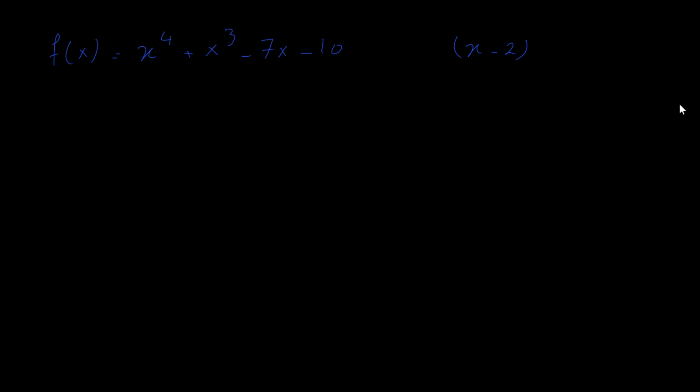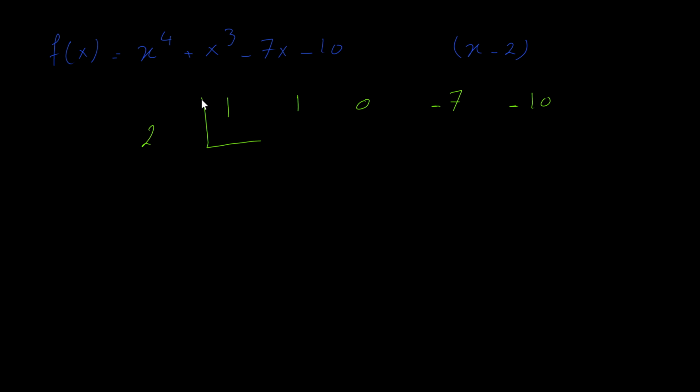Now let's write it down. We said that we write only the coefficients. So 1, 1, we are missing x squared, so that's 0. Then I have negative 7, and then I have negative 10. Then my a value is 2, right?